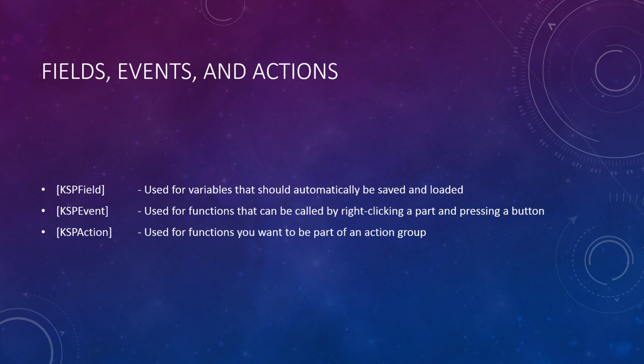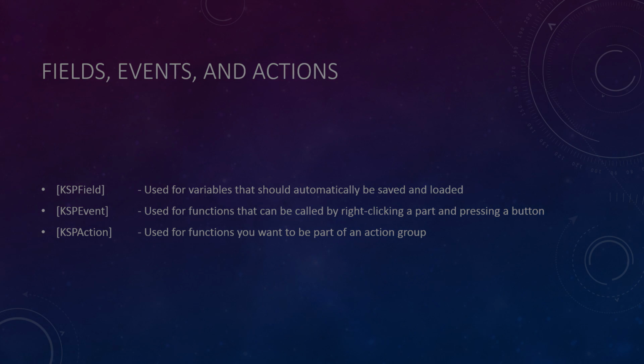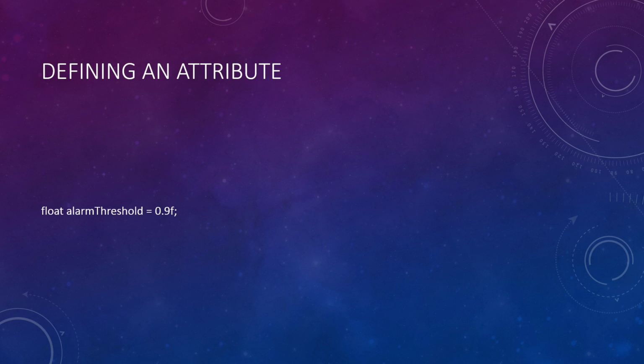So before we get into the details with each one, let's go over how to define an attribute. Firstly, most attributes can only be attached to certain code. For example, the KSPFIELD attribute can only be attached to variables, or what C# calls fields. The KSPEVENT and KSPACTION attributes can only be attached to functions. That said, you have to know what the attribute can be used for before you can use it.